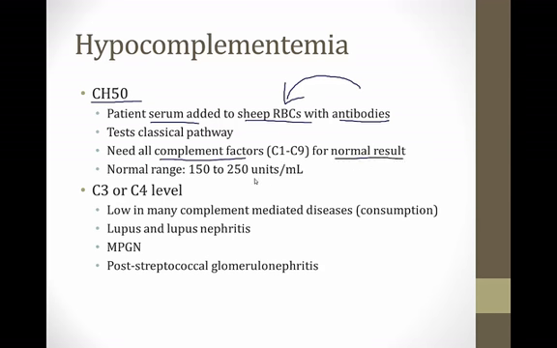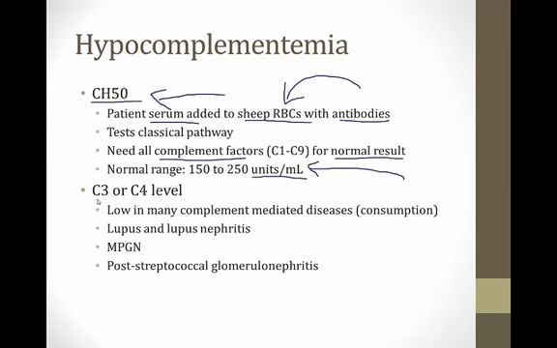The result is reported in units per milliliter. It's complicated to understand how they get this number, but basically you dilute the patient's serum to see how far you have to dilute it to lyse 50% of the red blood cells. That's why it's called a CH50 test. This is just a qualitative test to tell you yes or no that the complement system is working.